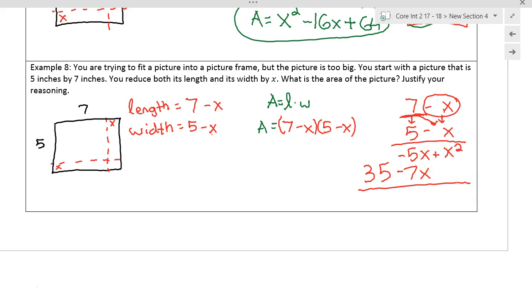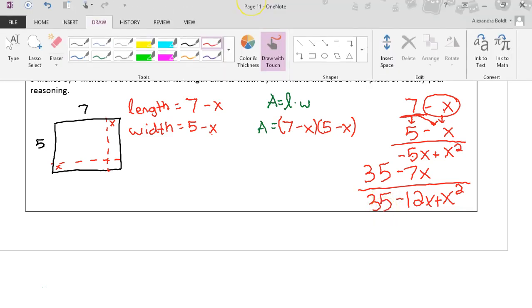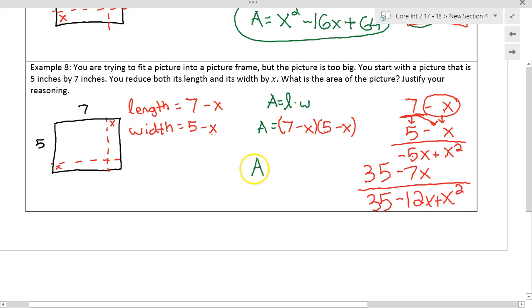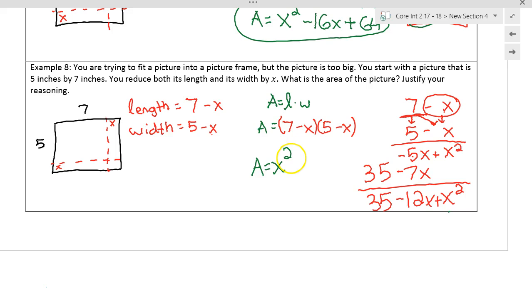Okay, that was positive x squared. Combining like terms, I have x squared. Negative 5 minus 7 is negative 12x. And then I have 35. When I write my answer here, I again want to write it with my largest exponent first. So x squared, then I have negative 12x plus 35. So again, you can use any method of multiplication that you prefer.